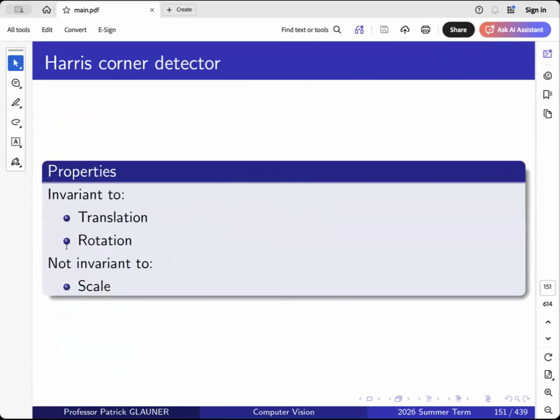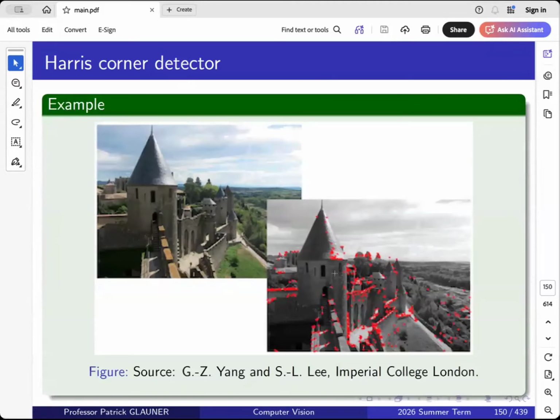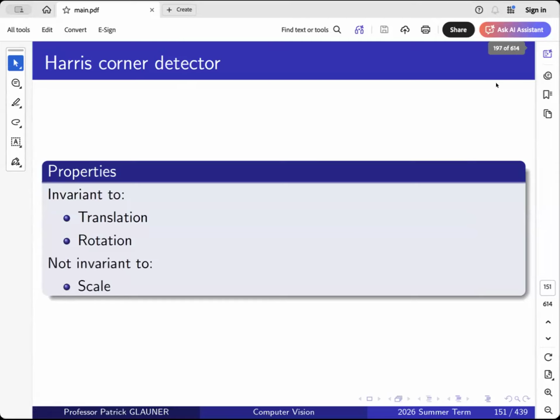A few more things about the Harris corner detector. The Harris corner detector is invariant to translation and rotation. So if you move the objects around or you rotate them in the image, the Harris corner detector would still find them, but it's not invariant to scale. That means if you zoom in or zoom out, you would not get the same set of corners any longer.